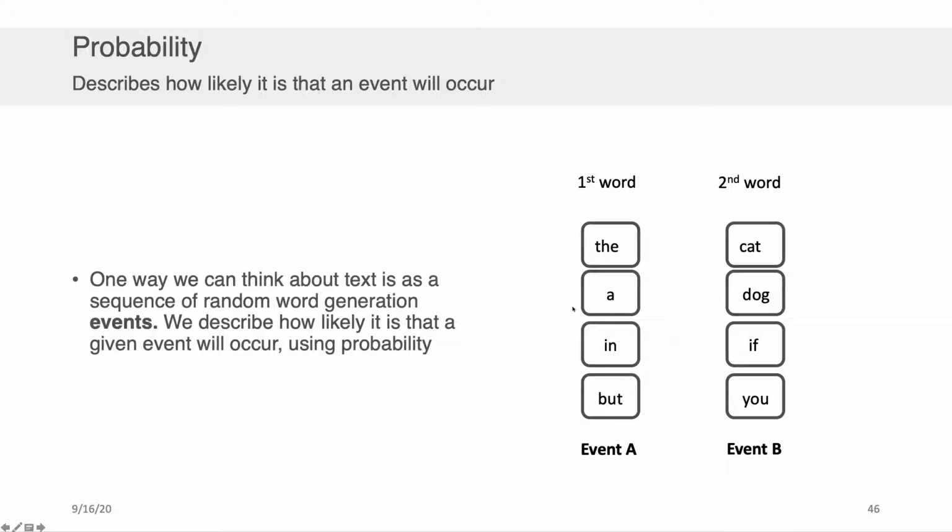We could also enumerate some of the properties of the first word event and the second word event, such as the kinds of things that could happen. If you're a first word, you can be, let's say, the, a, in, or but. And if you're a second word event, you can be cat, dog, if, and you.